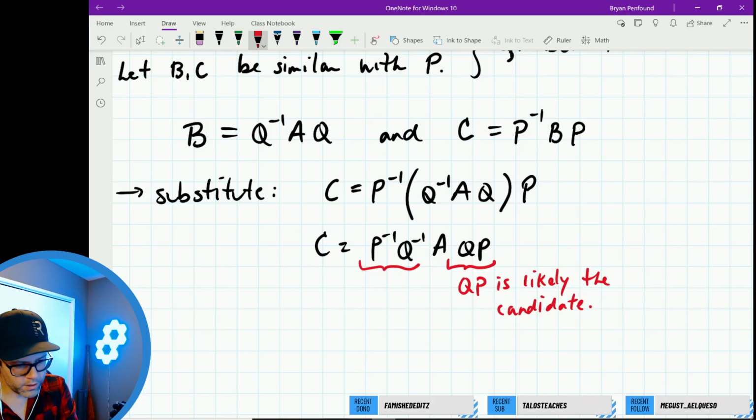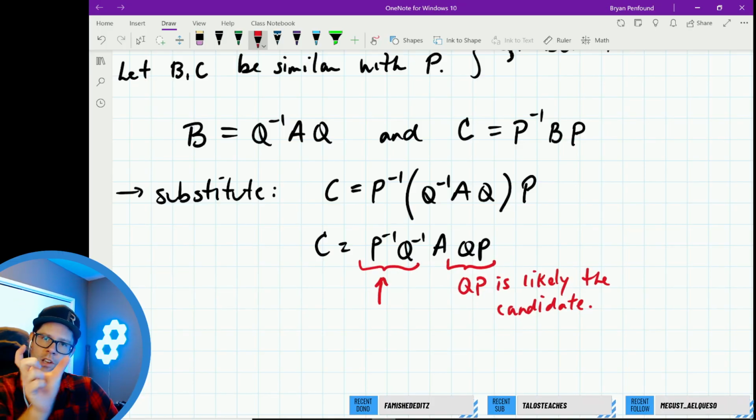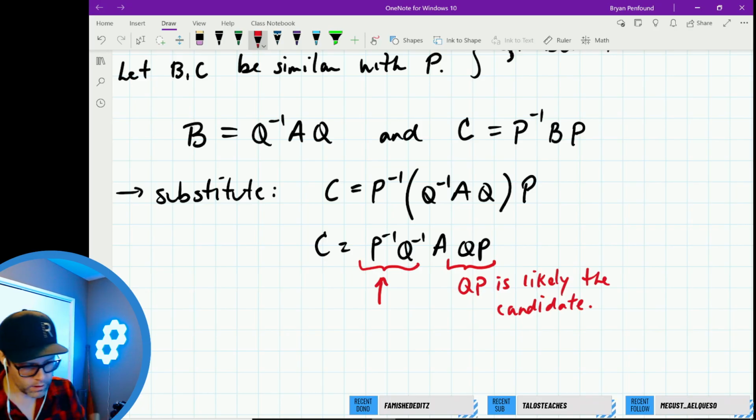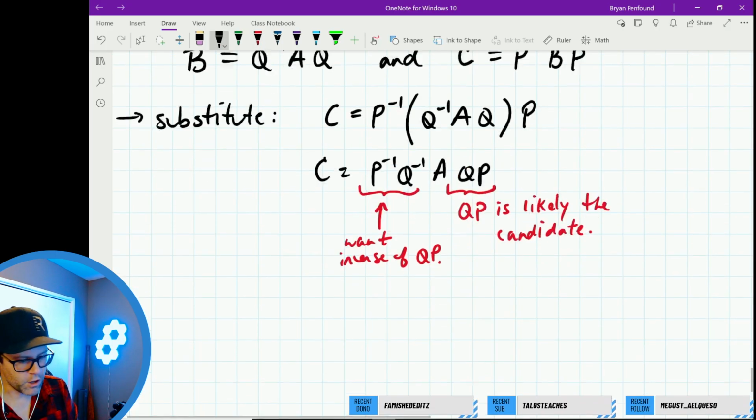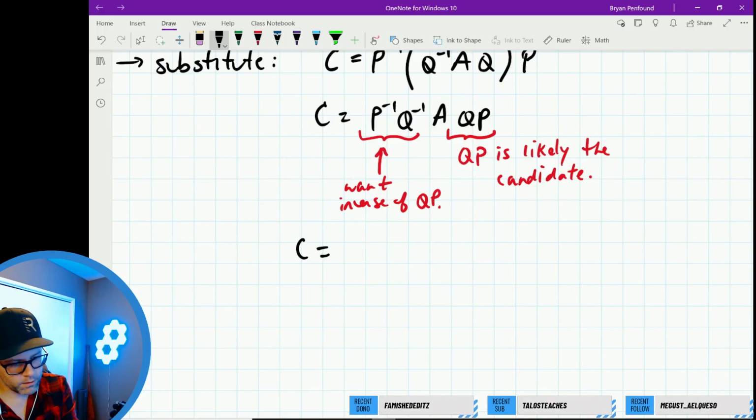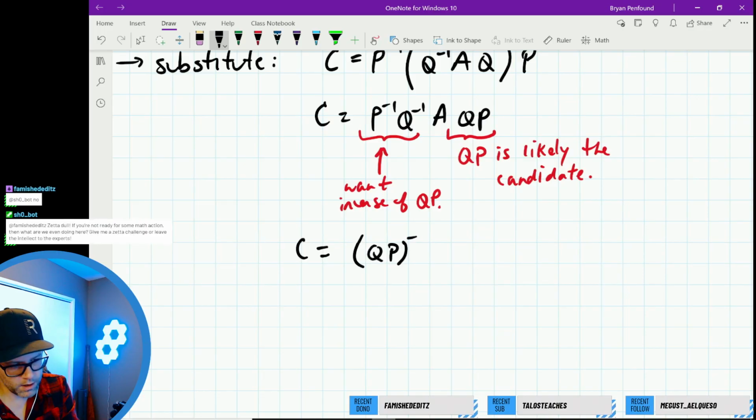So what I need to do is I need to make this look like QP inverse, because Q times P, both of these are invertible, so the product should be invertible. But I want that other side to look like the inverse of QP. So we're just going to rearrange this a little bit. So what we want is the inverse of QP. And we just use a property of inverses here. So we can rewrite this as QP inverse.